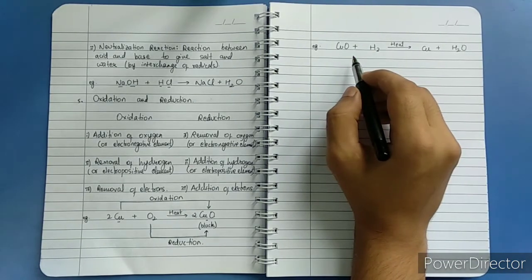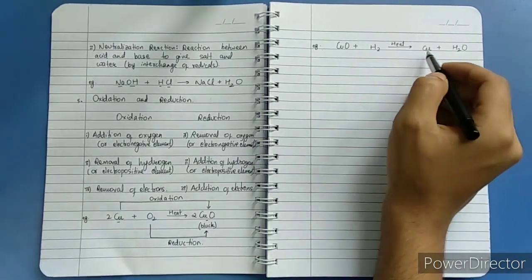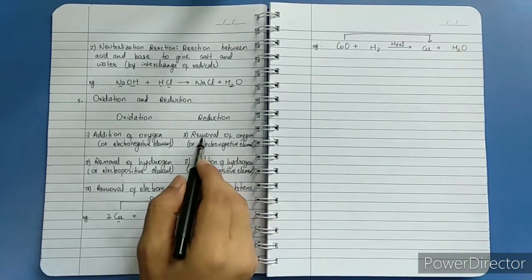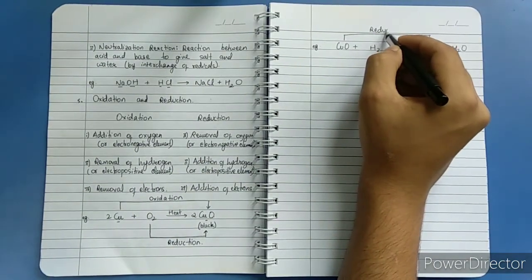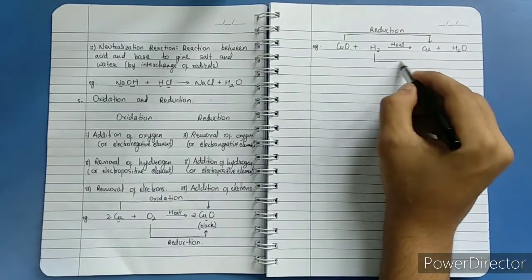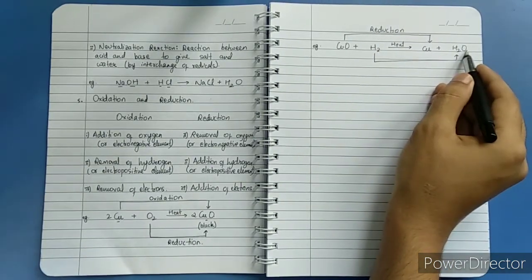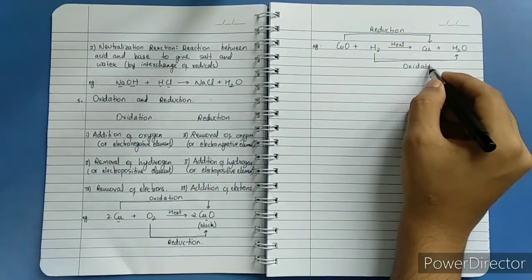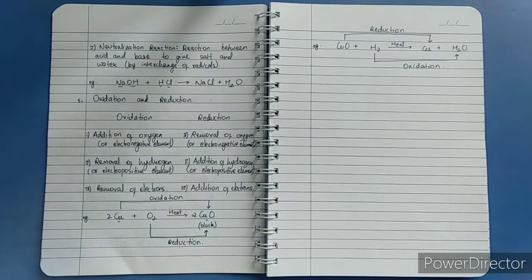Now in this reaction, how will we see which is getting oxidized and what is getting reduced? Copper oxide to copper, what is happening is it's losing oxygen. Removal of oxygen is basically reduction. So this is undergoing reduction. And hydrogen to water, this is gaining oxygen. So gain of oxygen or addition of oxygen is oxidation. So this is how we find what element got oxidized into what, and what element or compound got reduced into what element or compound.